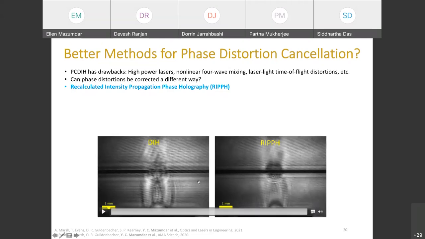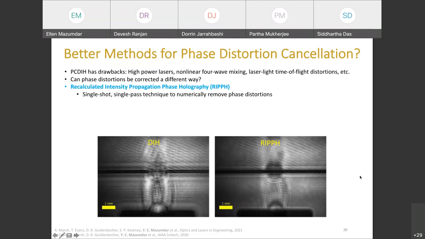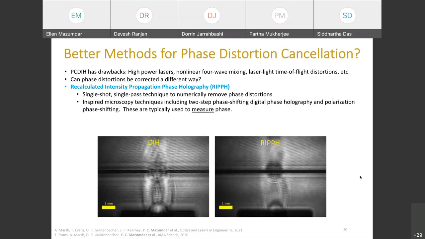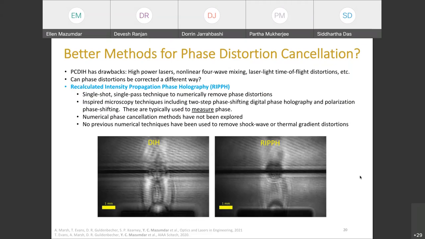On one side, it is holography, so you can see the distortion, and on the other is RIF. And in RIF, you can actually see that the distortion is gone. The way that this process works for us is that it's a single shot process and a single pass technique, and it removes phase distortions, but it does require you to collect information on not only the intensity, but also the phase holography information. So that makes it a little bit unique. It was inspired originally by some microscopy techniques, but those techniques typically only measure phase. They don't do any phase cancellation. And so this is the first time that people have used techniques like this for phase cancellation and applied it to this area. So Andrew did some pretty good work here.